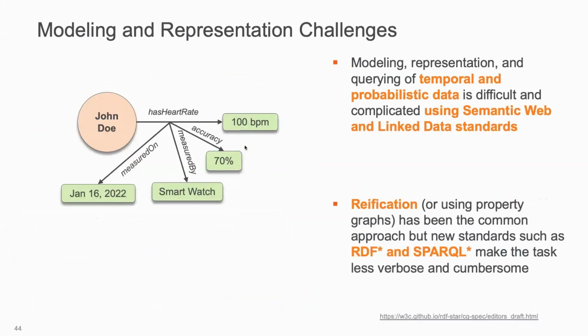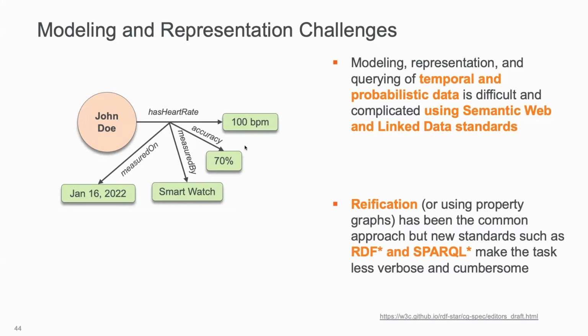Another challenge is around modeling and representation of temporal and probabilistic data, which is still very difficult and complicated using semantic web and linked data standards. Here is an example: this patient has a heart rate of 100 beats per minute, but this heart rate is measured on a given date at a given time by a given device with a given accuracy. So how do you represent all those other metrics, like the date, time, the device, as well as the accuracy measure, along with the triple that John Doe has a heart rate of 100 beats per minute?